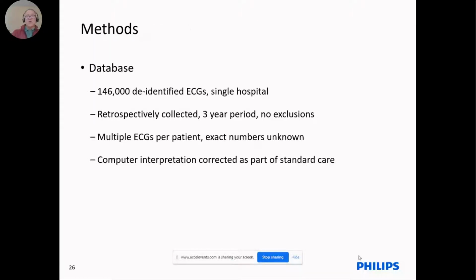The database we used consisted of approximately 146,000 de-identified ECGs from a single hospital. They were retrospectively collected over a 3-year period, no exclusions, and there were multiple ECGs per patient, and the exact numbers are unknown because it was de-identified. And then in terms of the reference for this database, the computer interpretation was corrected as part of the standard care.